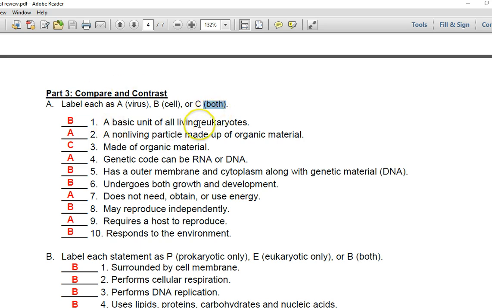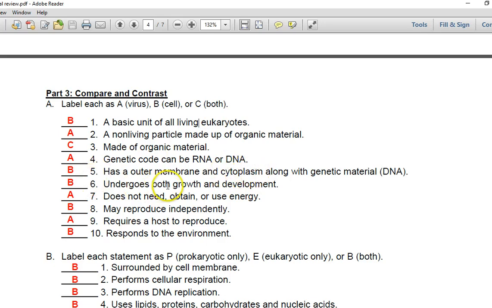So number one, basic unit of life, that would be B, cells. Number 2, a non-living particle made of organic material, that would be A, a virus. And they're still made of organic material because they take stuff from their host cells, which are living, and their host cells are made of organic material. Then you have number 3, made of organic material, that would be both. Number 4, genetic code could be DNA or RNA. Only viruses are capable of using RNA as their genetic code. Number 5 has an outer membrane and cytoplasm along with genetic material. That would be B, cells. Here's the cytoplasm. That's a key part of cells.